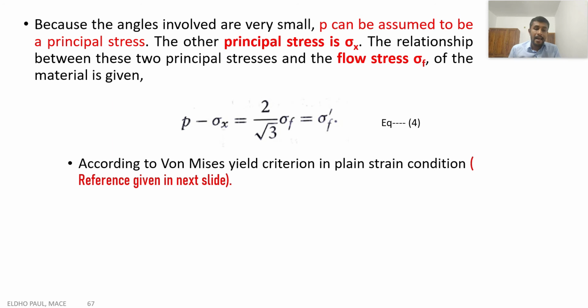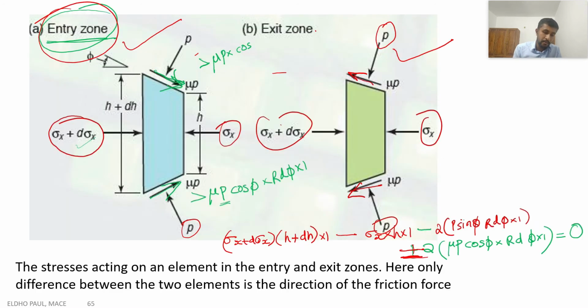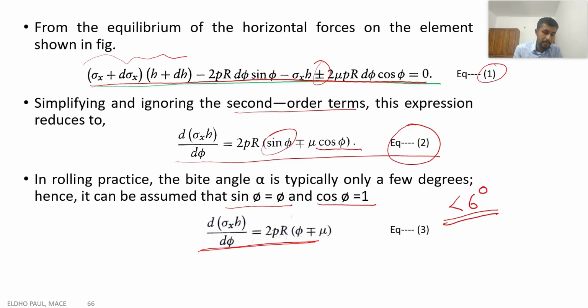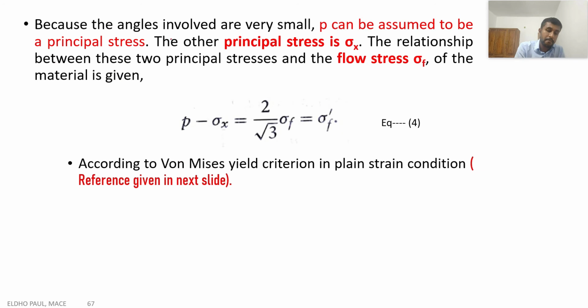Because the angles involved are very small, P can be assumed to be a principal stress. Actually, it is acting at an angle with the vertical, but if this angle alpha is very small, then we can consider P as a principal stress. Similarly, the horizontal force sigma x is also a principal stress. So P minus sigma x is equal to 2 by root 3 into sigma f.